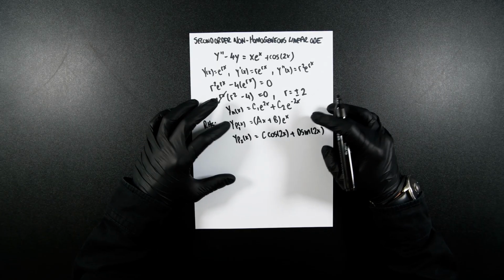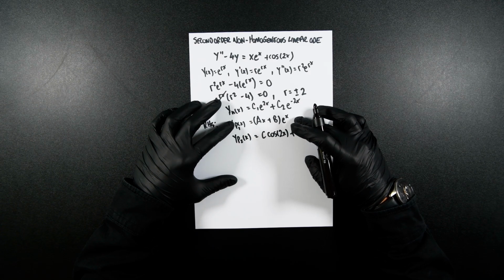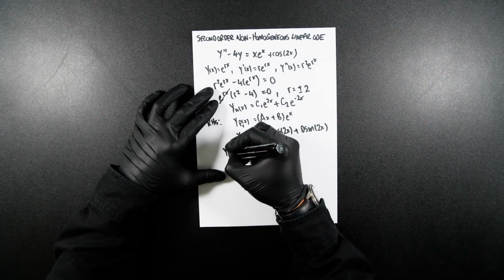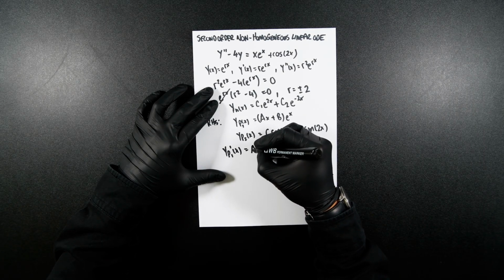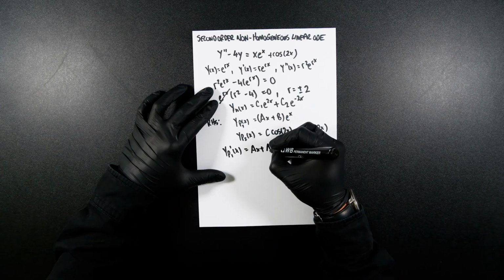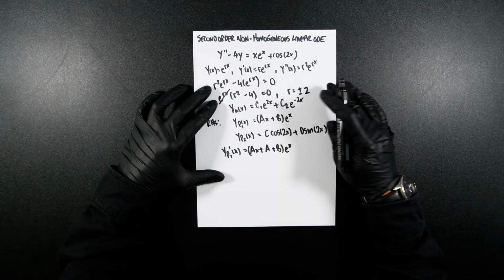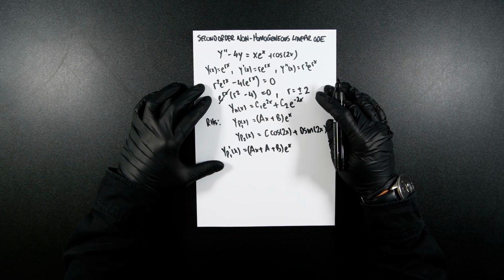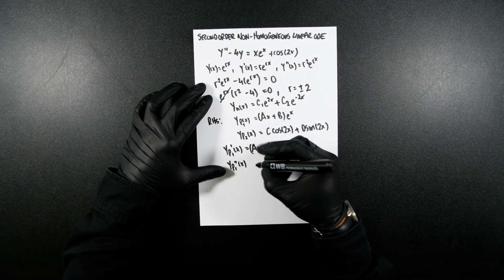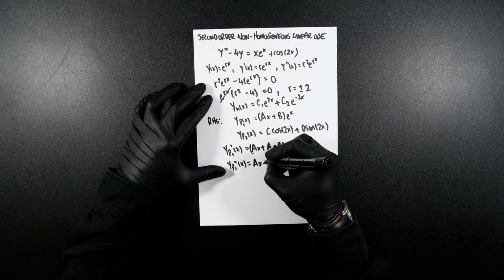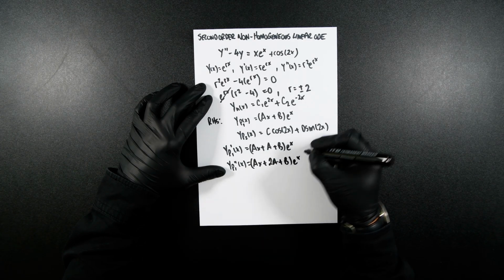So we've got our bits to work with, but we now need to do a lot of stuff. So let's first differentiate. Let's first focus on the e to the x term. So let's differentiate y_p1 once: it's going to be (ax plus a plus b) e to the x. And let's differentiate that again. So you're going to get (ax plus 2a plus b) e to the x.